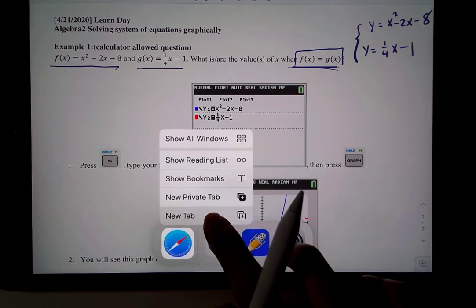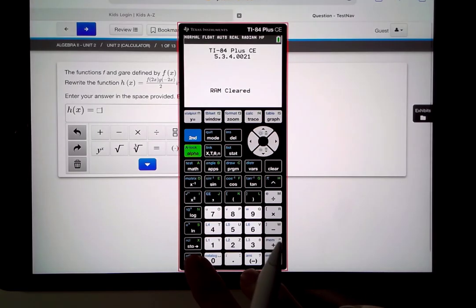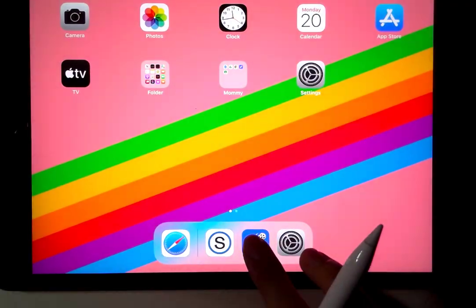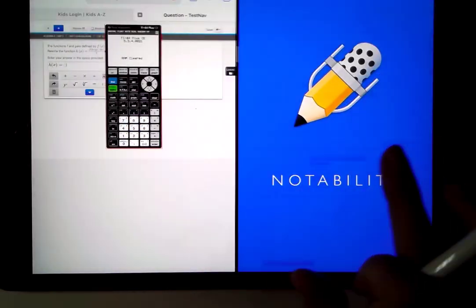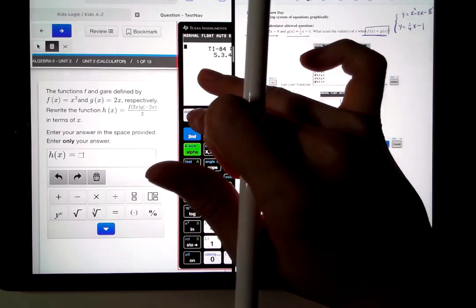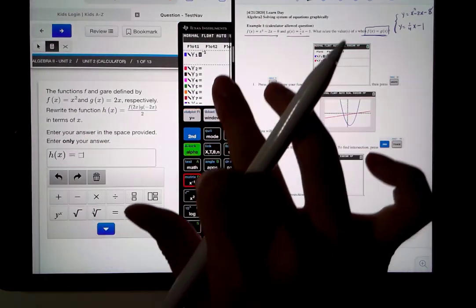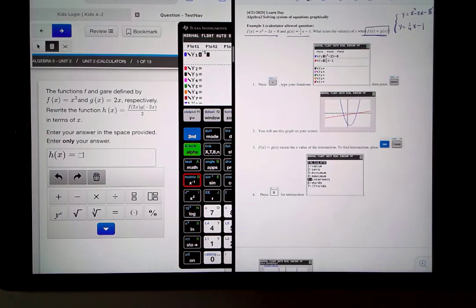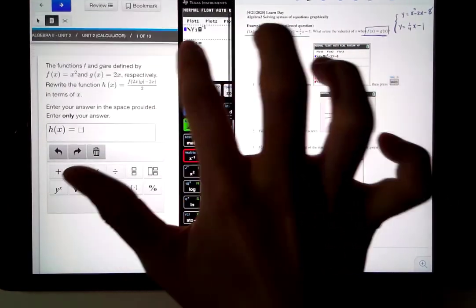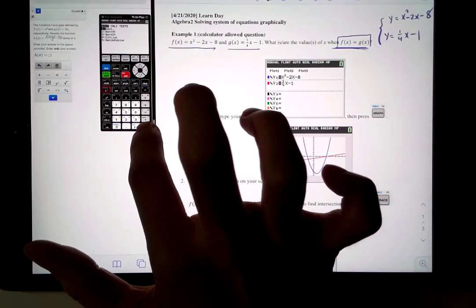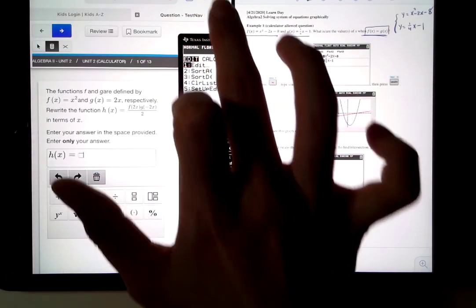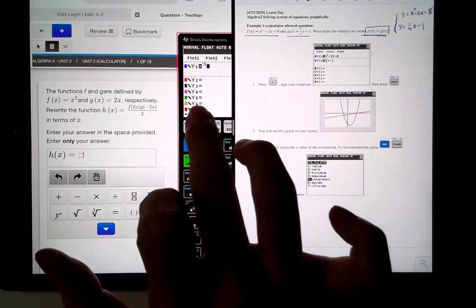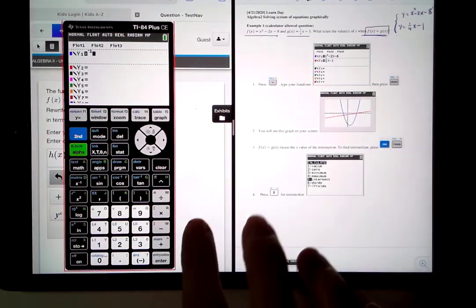Hold on. Wait. Okay. Come on, graphing calculator. Wait a minute. What is wrong with you? Give me 1 second, guys. Come on. Oh, yeah. All right.